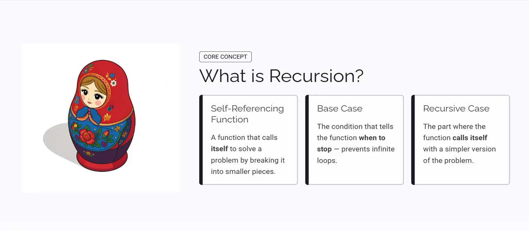There are two cases under recursion. First, the base case. Second, the recursive case. The base case is when it is going to stop, and it tells that to the function. The recursive case is the part of the function where the function is calling itself with a simpler version of the problem.